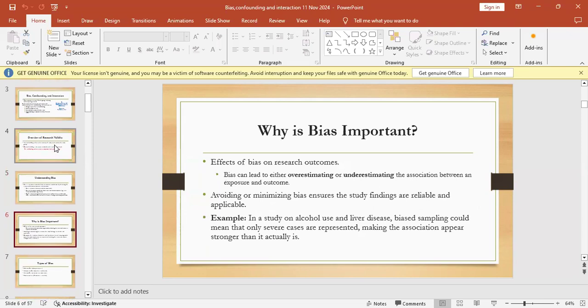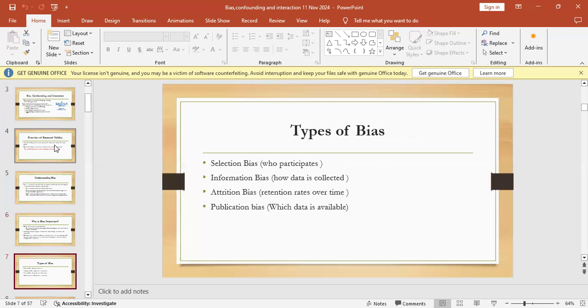Now, why is bias important? Effects of bias on research outcomes: bias can lead to either overestimating or underestimating the association between the exposure and the outcome. Avoiding or minimizing bias ensures the study findings are reliable and applicable. For example, in a study on alcohol use and liver disease, biased sampling could mean that only severe cases are represented, making the association appear stronger than it actually is.